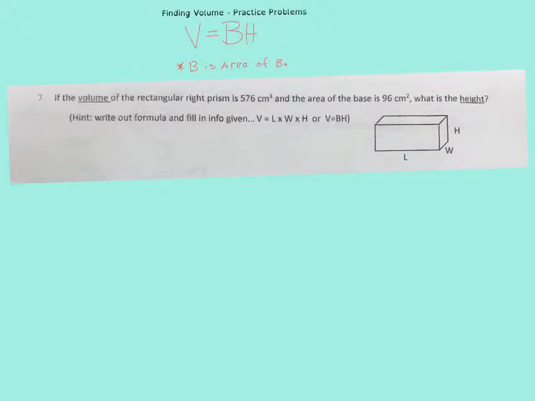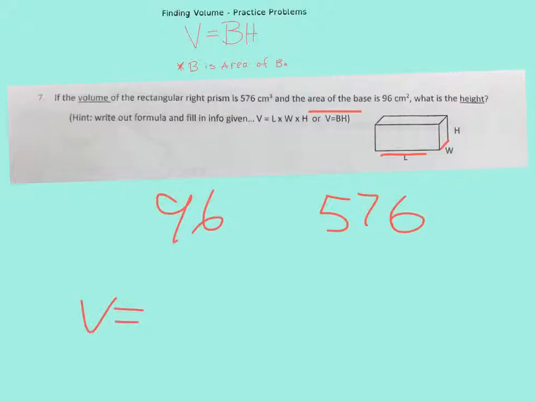All right, so in this problem, we know what the volume is. So that's 576. And they're giving us the area of the base. The base of a rectangular prism is length times width. So I know that is 96. And remember, the volume of a rectangular prism is length times width times height. So they just gave us this. So really what we need to find is the missing height.